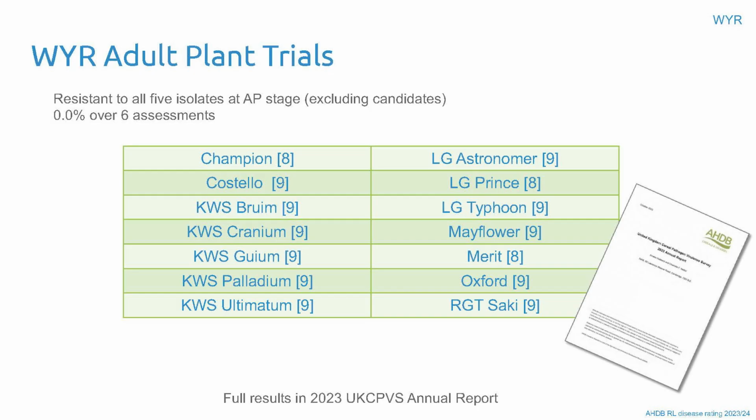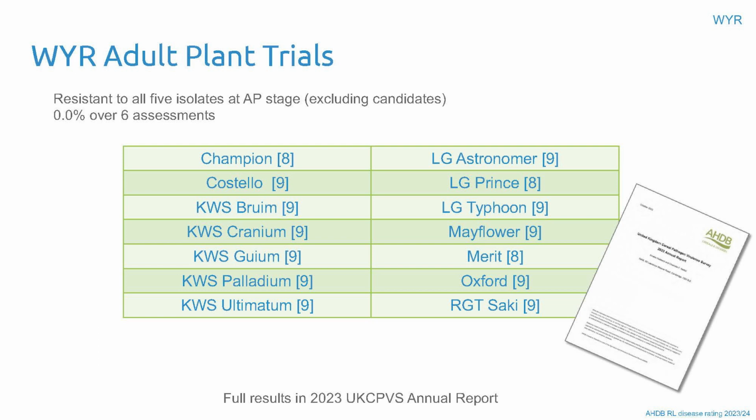So if we have a look at the varieties that were resistant to all 5 isolates, I'm going to exclude the candidates on this slide because I'm going to talk about those on the next slide. And these are the ones that showed 0.0 over those 6 assessments. So completely clean, no pustules, no stripes, and they all performed really well. You can see we have 3 varieties rated 8, which are Champion, LG Prince and Merit, and all the rest were rated 9. So they did well.